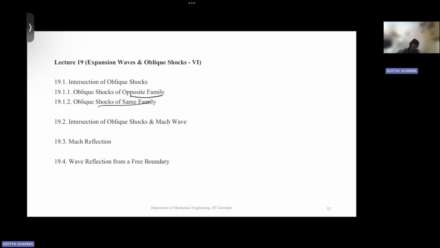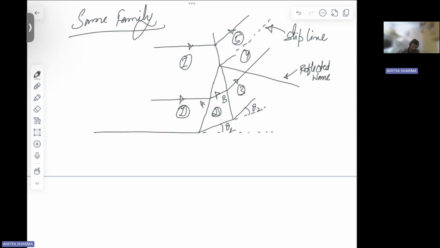Then oblique shocks and Mach wave. This has also been discussed in your lectures, so maybe you can refer to your lectures for this. Then Mach reflection has been discussed.